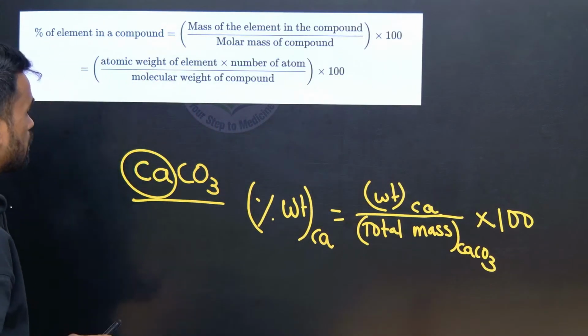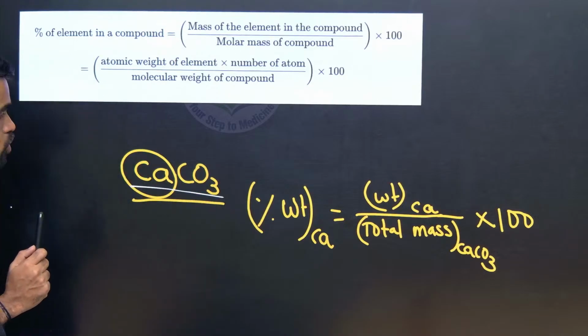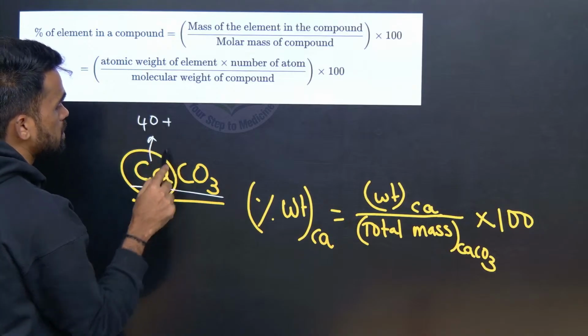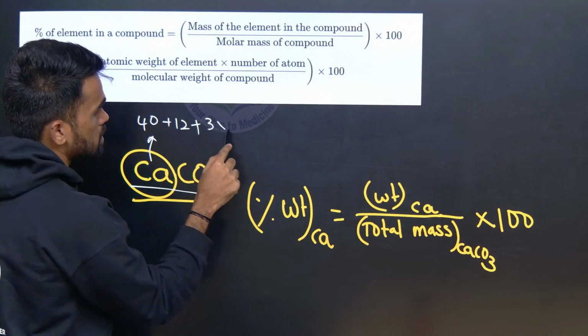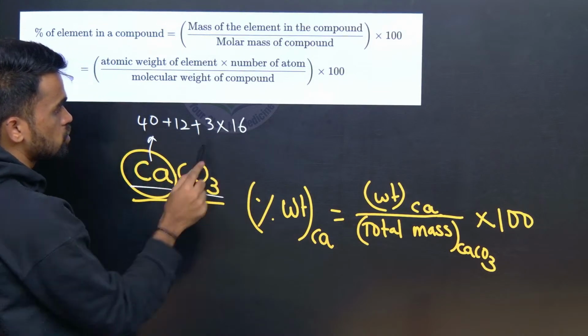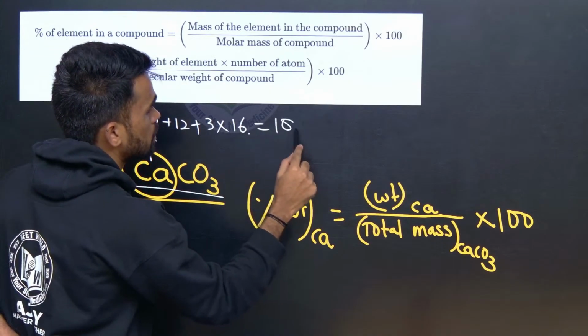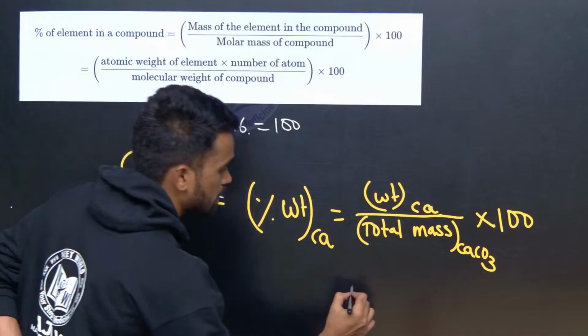Now tell me, let us consider its molar mass. What is the molar mass? For calcium it is 40, plus carbon 12, and for oxygen we have 3 oxygens into 16, so 48 plus 12 plus 40. This gives us 100. So total mass is how much? 100.